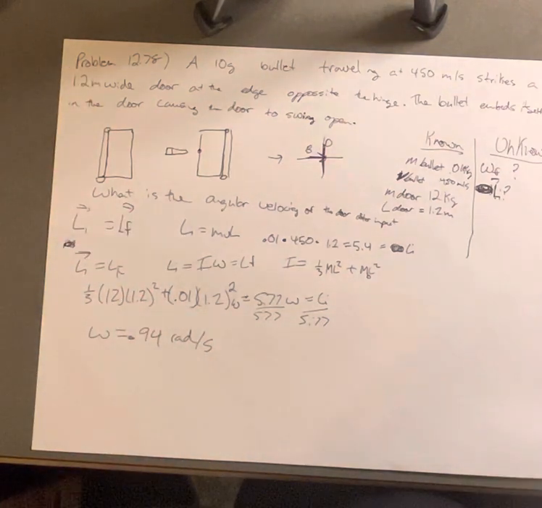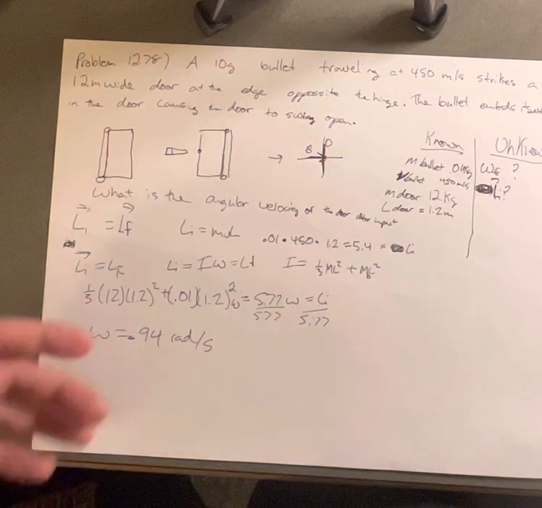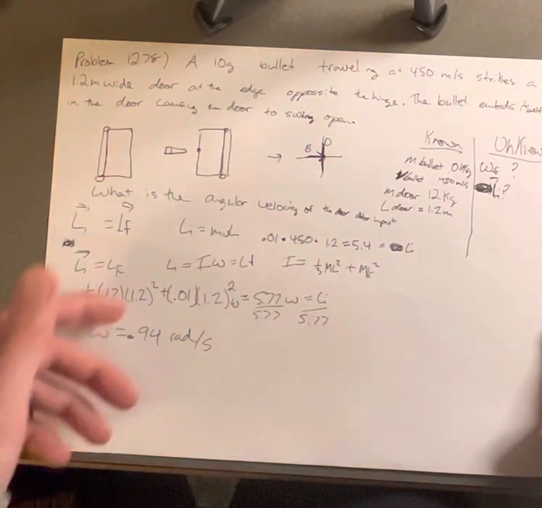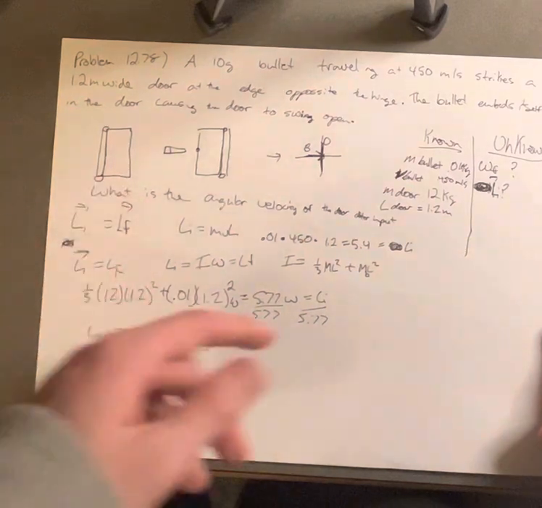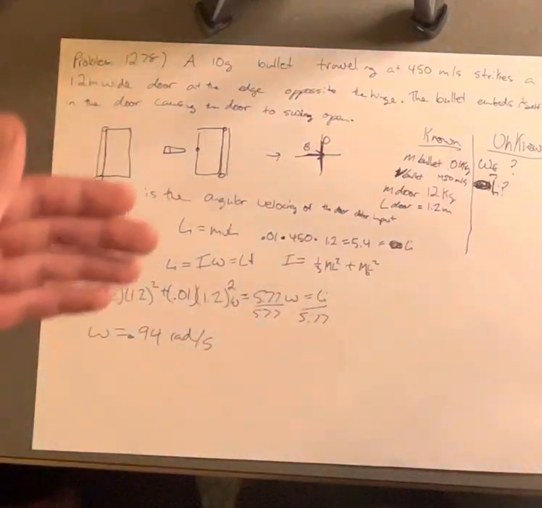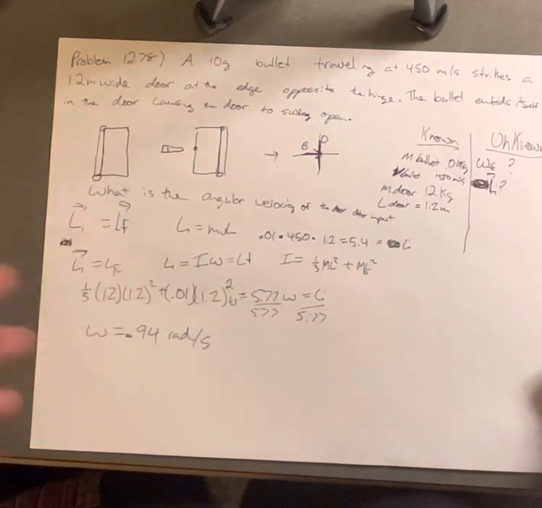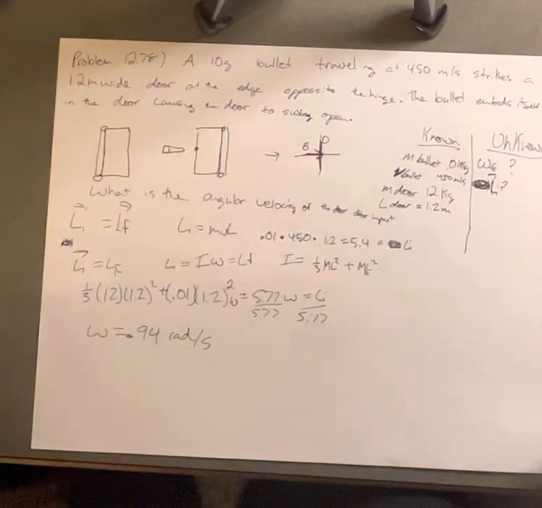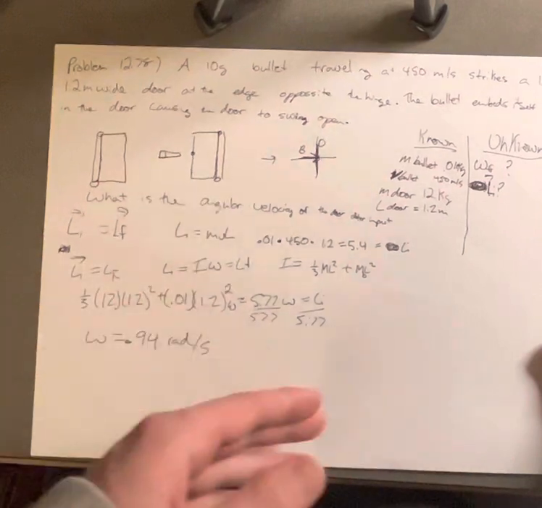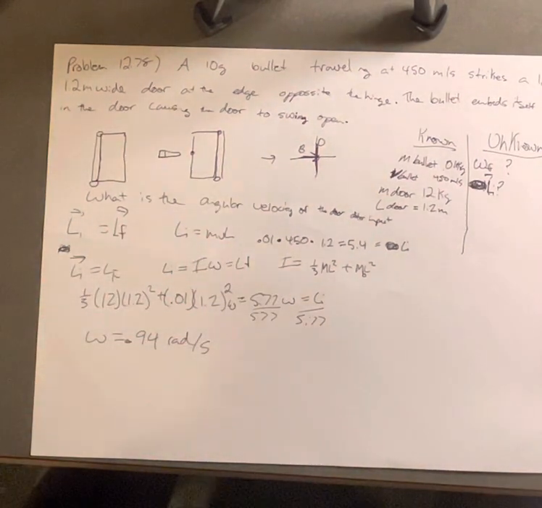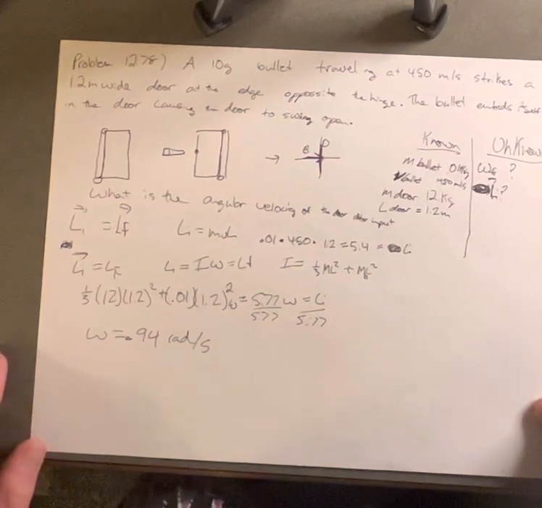theorem, which is going to be 1/3, using our table, 1/3 times 12 kilograms, the mass of the door, times 1.2 squared, plus the mass of the bullet times the length, 1.2 squared, is equal to our inertia, which is times our angular velocity. We divide the initial momentum by the inertia to get our final angular velocity being 0.94 radians per second.